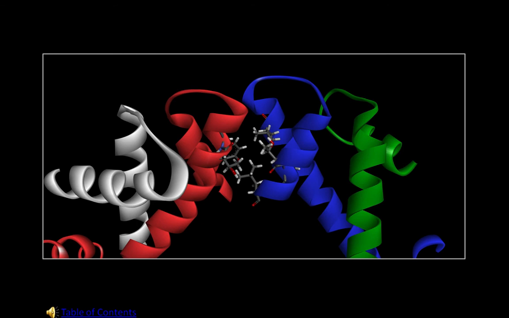H4, the red subunit, contributes threonine 71 and tyrosine 72. Although we don't think of threonine as having a bulky hydrophobic R group, you will note that its methyl group is pointing advantageously into this hydrophobic realm.